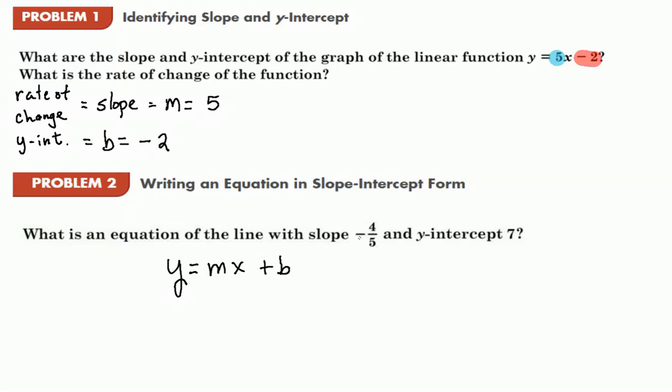Our slope is our m, so we're going to go ahead and write somewhere on the side that m is going to equal negative 4/5. Our b, our y-intercept, well, that one's going to be the 7, and that's a plus 7, so it's just going to be 7 there. So we're going to go ahead now and put this together in our equation. So y is going to equal negative 4/5 x, and then b is a 7, so that would be plus 7. Simple for problems 1 and 2. Let's go on to problem number 3.